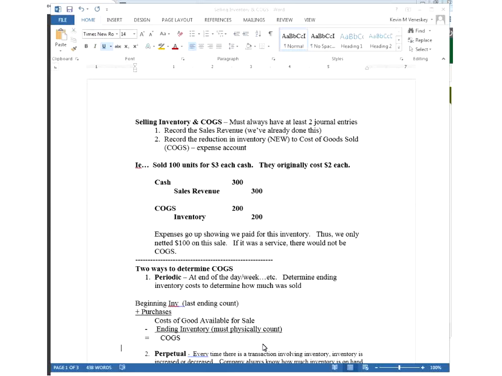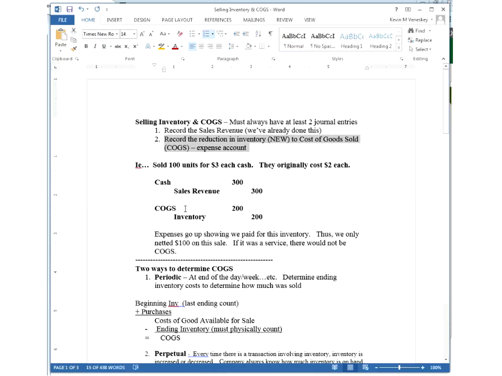perspective, because not only when you sell inventory do you record a sale price and either cash coming in or a promise to be paid, accounts receivable, you also need to show that you lost some of your inventory because it was given to the customer. And when you show a reduction of your inventory, where we end up putting that is into an expense account called cost of goods sold.